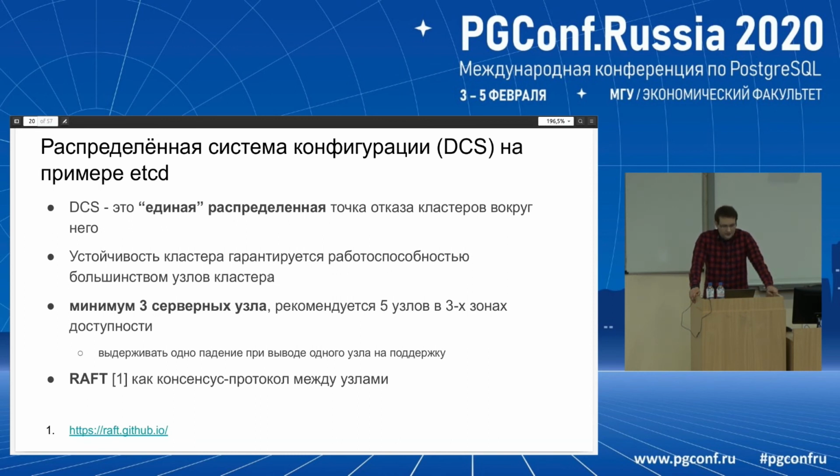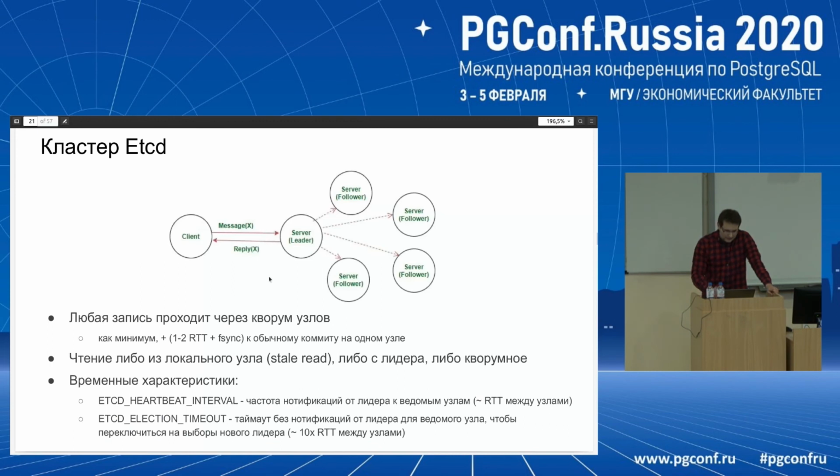So DCS itself must be installed on 3, 5, or 7 nodes, in at least 3 availability zones. Why is that? Because its availability is guaranteed by the workability of the majority of the nodes of the cluster. If a net split happens, the part with the most active DCS nodes is going to be active. And there is this classic standard Raft protocol that is implemented among the nodes. So let's take a look at it.